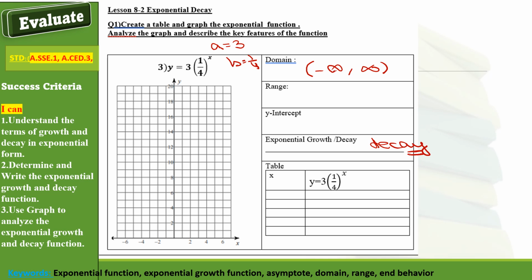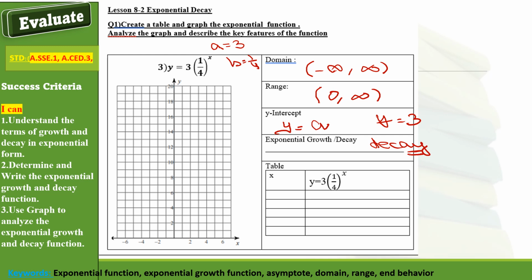Now, the range is also from 0 till infinity, same as the growth function. Y-intercept, I told you that it is like the exponential growth function. Y-intercept is y equals a, which is 3, meaning when x is equal to 0, the y value is 3. Okay, now let's find out how we can create the table.